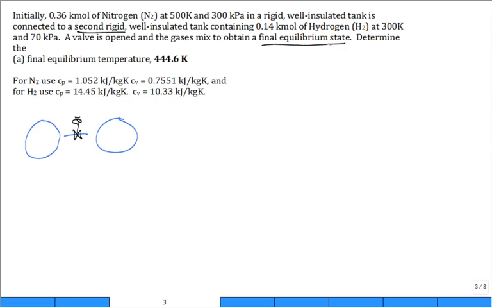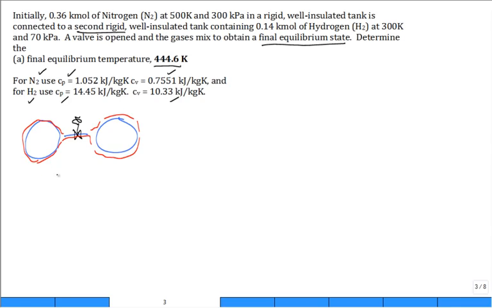What does it mean by a final equilibrium state? There's only one temperature and there's only one pressure, right? That's what it means. Determine the final equilibrium temperature, and there it is. And oh, by the way, for the nitrogen and hydrogen, use these values of specific heats. Don't go to tables and try to look up. So if you did the first law for the entire system, what's the system look like? Like that. And all it does is shuffle the material inside of it. Some of the hydrogen moves over and mixes, and the nitrogen moves over and mixes.